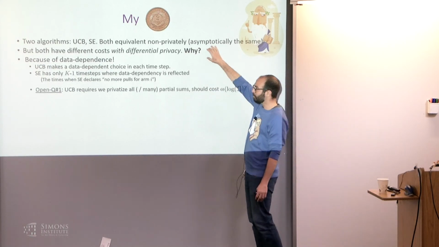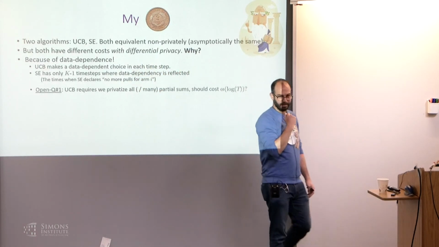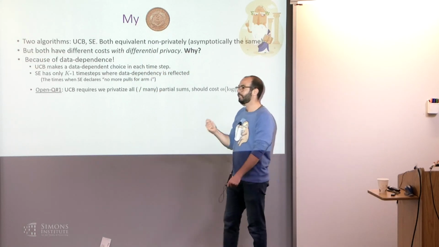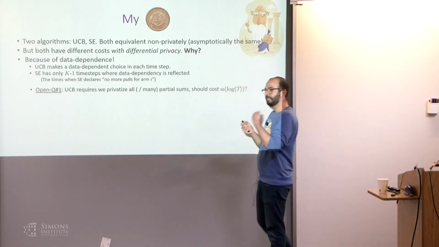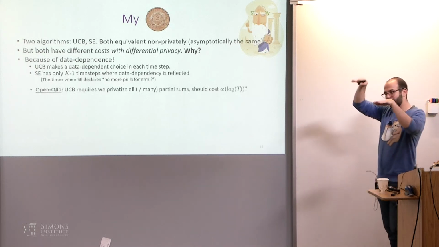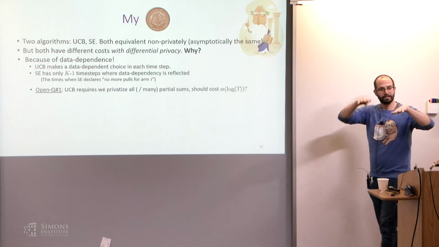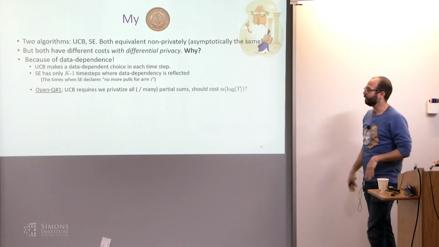Now, why are the 2 algorithms different when I do the cost of differential privacy? It's because of data dependence. The UCB algorithm makes a data-dependent choice each and every day. Looks at the upper confidence bound. I pull this arm, oh, now this is slightly better, I pull this one. It makes a data-dependent choice each and every day.